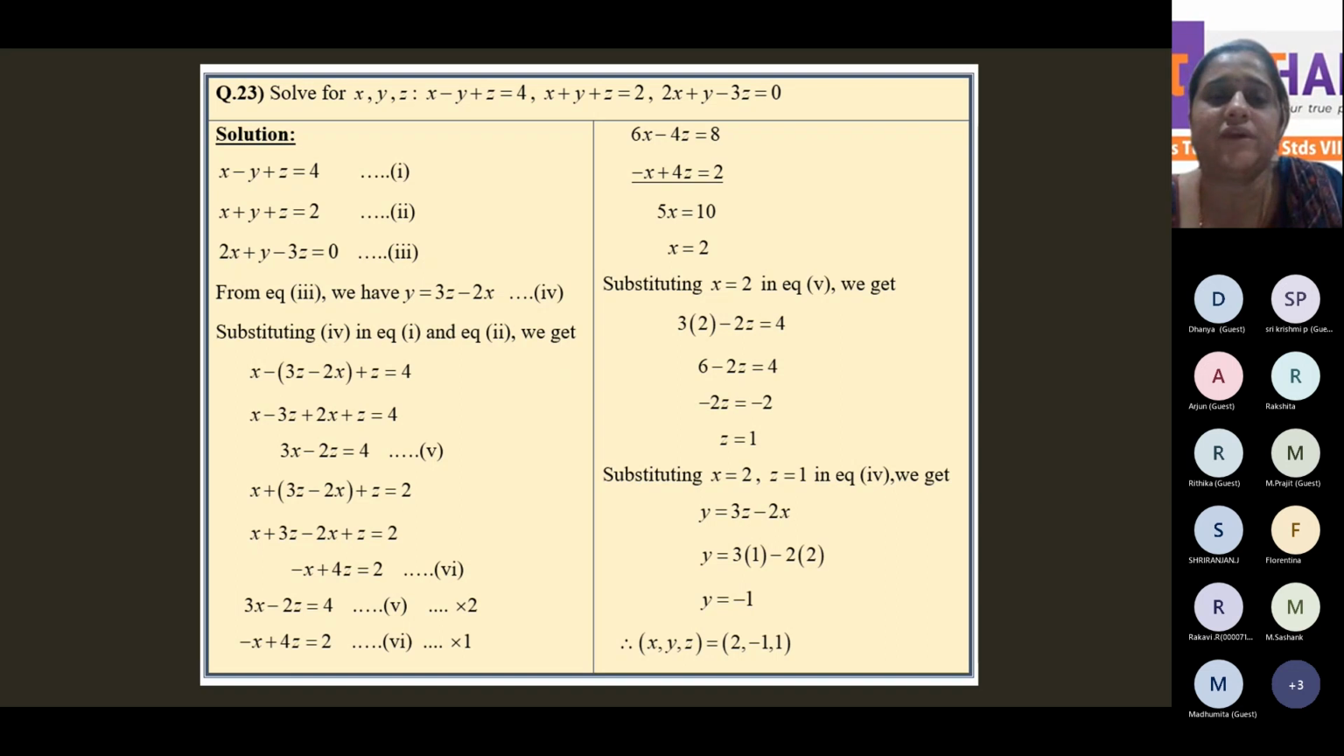We'll work it in a different way together, children. Write down this. We'll work it together in a different method also.